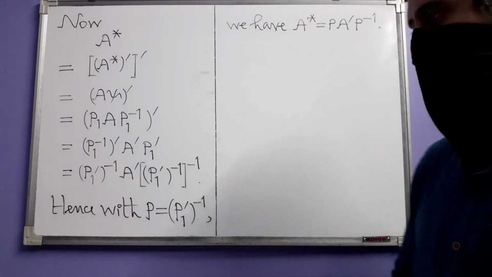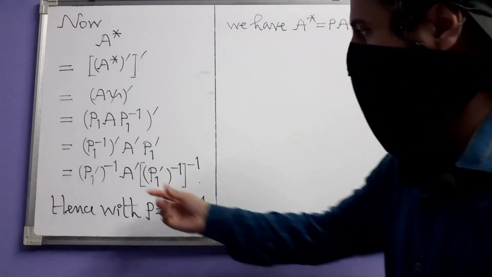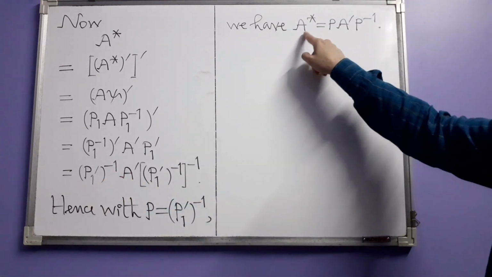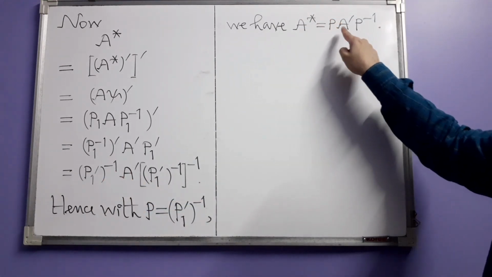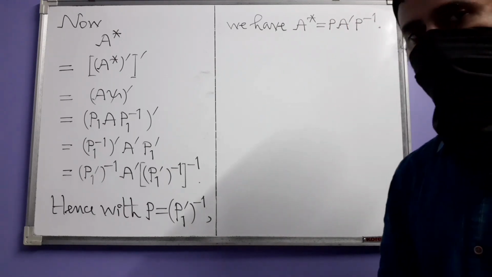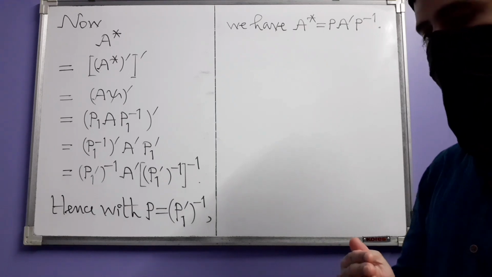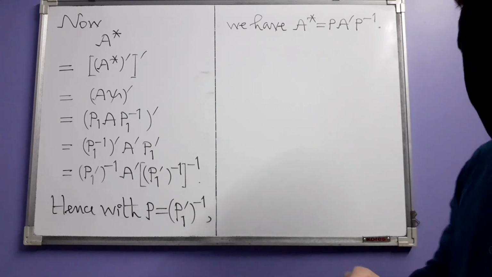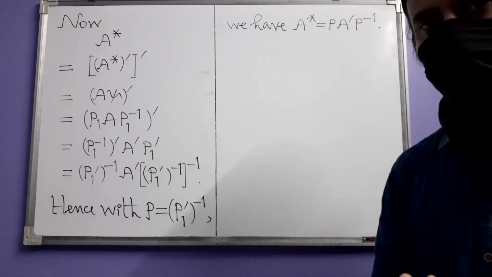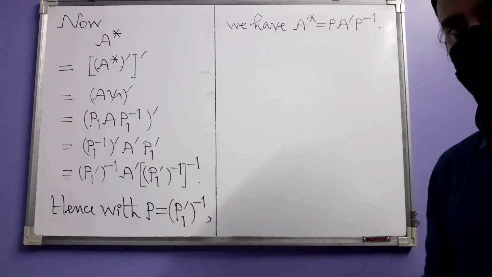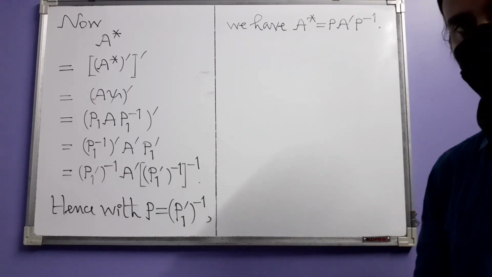Okay, so we write that. Hence with P equal to this, we have A adjoint equal to P A transpose P inverse. But next we have to prove that P inverse P transpose for this P is a scalar matrix. Is it really going to be a scalar matrix for this P? Let's see.